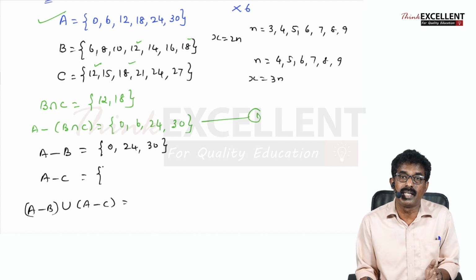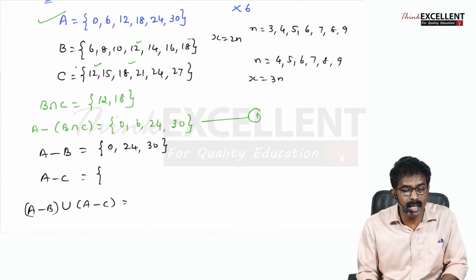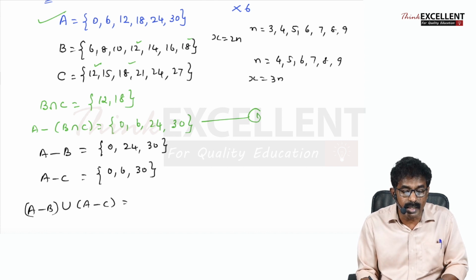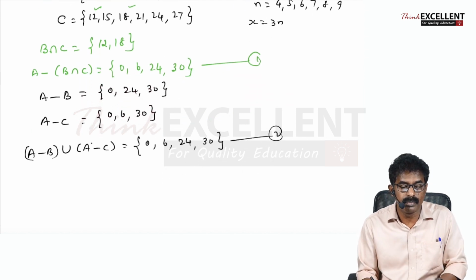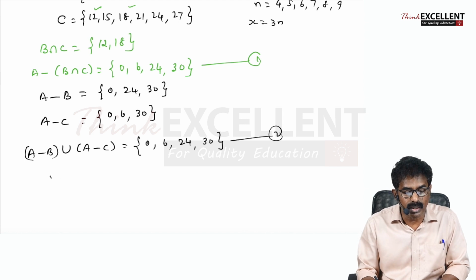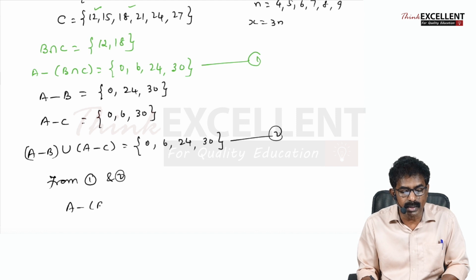Now A minus C. In A but not in C. You can take 0, 6, 12 you can't take, 18 you cannot take, 24 you can't take, 30, right? Now you find the union of these two. Write every element without repetition. So 0, 6, 24, 30, right? Every element you write one time. This is 2. Check 1 and 2. Are they same? 0, 6, 24, 30 same, right? So you can say from 1 and 2, A minus B intersection C equals A minus B union A minus C.